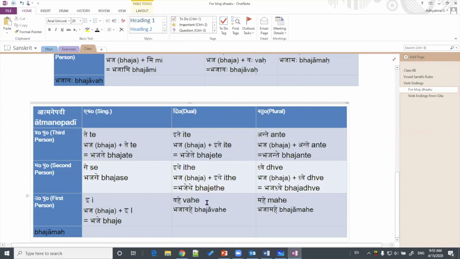Bhajase, bhajethe, bhajadhve. Bhaje, bhajavahe, bhajamahe.